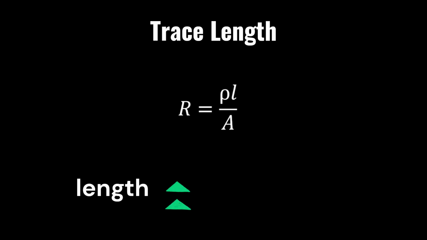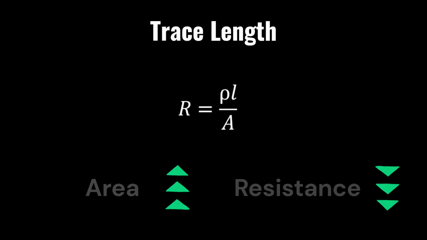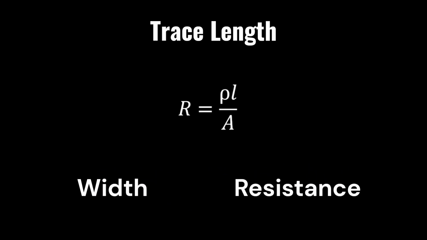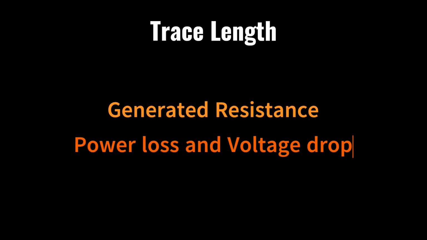Trace length. Trace length is as important as trace width. From the formula of resistance, we can observe that when the length increases, the resistance also increases. And also we can observe that when area increases, the resistance decreases. Since area is a product of width and thickness, when width increases, the resistance decreases. So, when routing power lines and signal lines, we need to understand the resistance generated, power loss, and voltage drops that have occurred. Understanding these concepts will enhance the performance of your PCB.